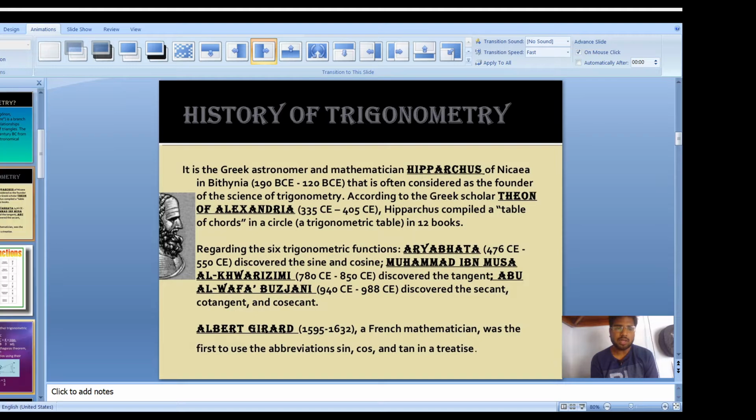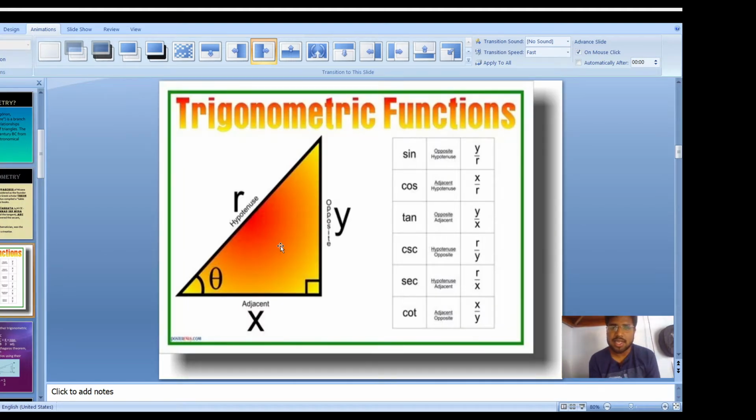Now comes the third slide, trigonometric functions. You can see in the image that r is the hypotenuse, y is the perpendicular, x is the base and theta is the angle. There are three common trigonometric functions: sine, cos, tan. Sine is equal to perpendicular upon hypotenuse, that is y upon r. Cos is base upon hypotenuse, that is x upon r. And tan is equal to perpendicular upon base, that is y upon x.